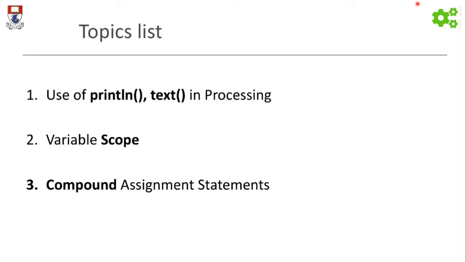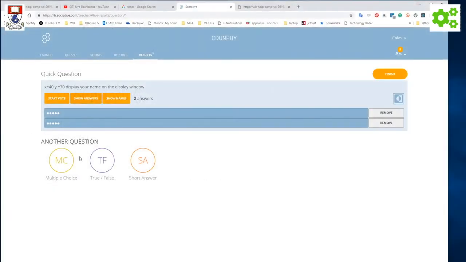So once again, we're asking you to give me the line of code in Processing to display your name at position x equals 40 and y equals 70. And if you can do that by going to Socrative, the room name is C. Dunphy, and please put in your answer now.